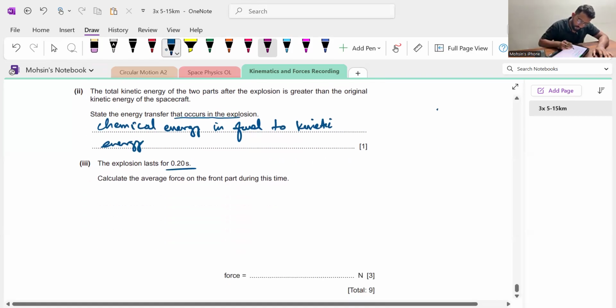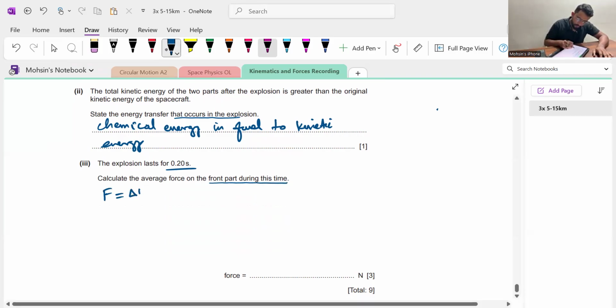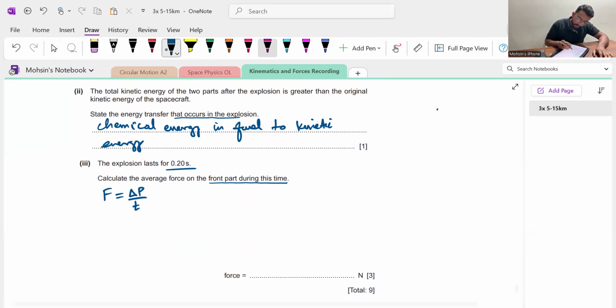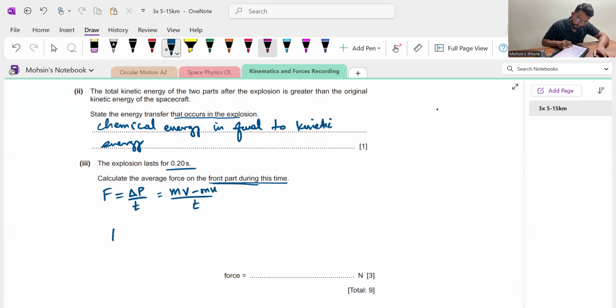The explosion lasts for 0.20 seconds. Calculate the average force on the front part during this time. So for the average force, force is change in momentum per unit time. Front part: initially the front part was combined with the rear part as well. So initially, the part had the momentum that we calculated. Let's calculate it: mv minus mu over t.